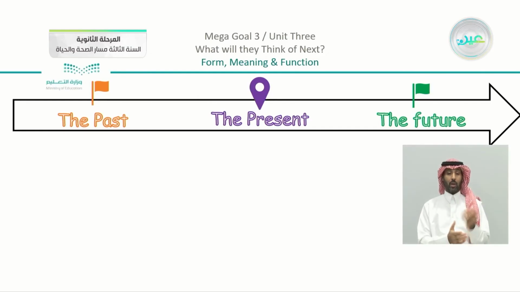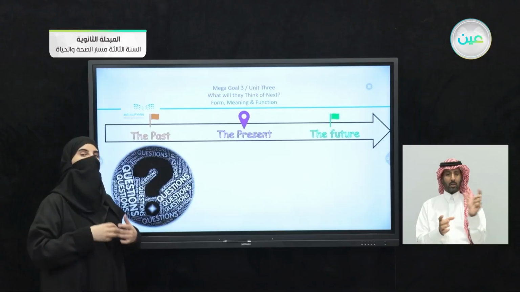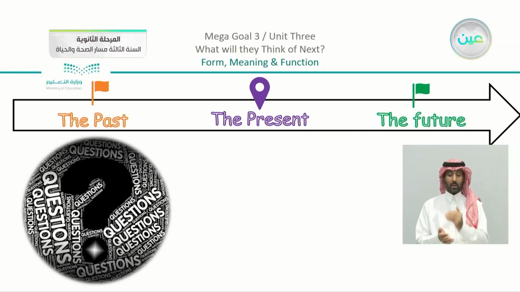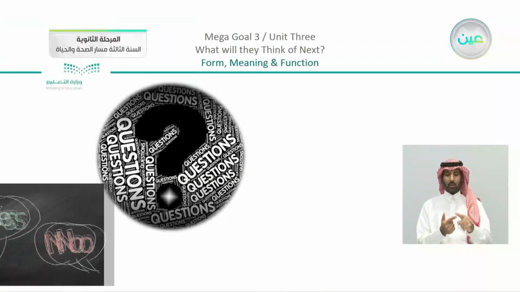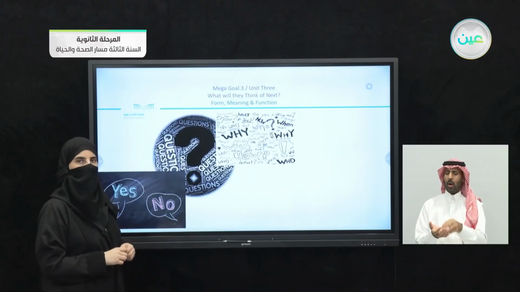In the last lesson, we talked about the present simple and the past simple. We specifically talked about how to make questions. Now, there are different types of questions. Of course, we have here, as we can see, the yes-no questions, and also we asked information questions using different question words.